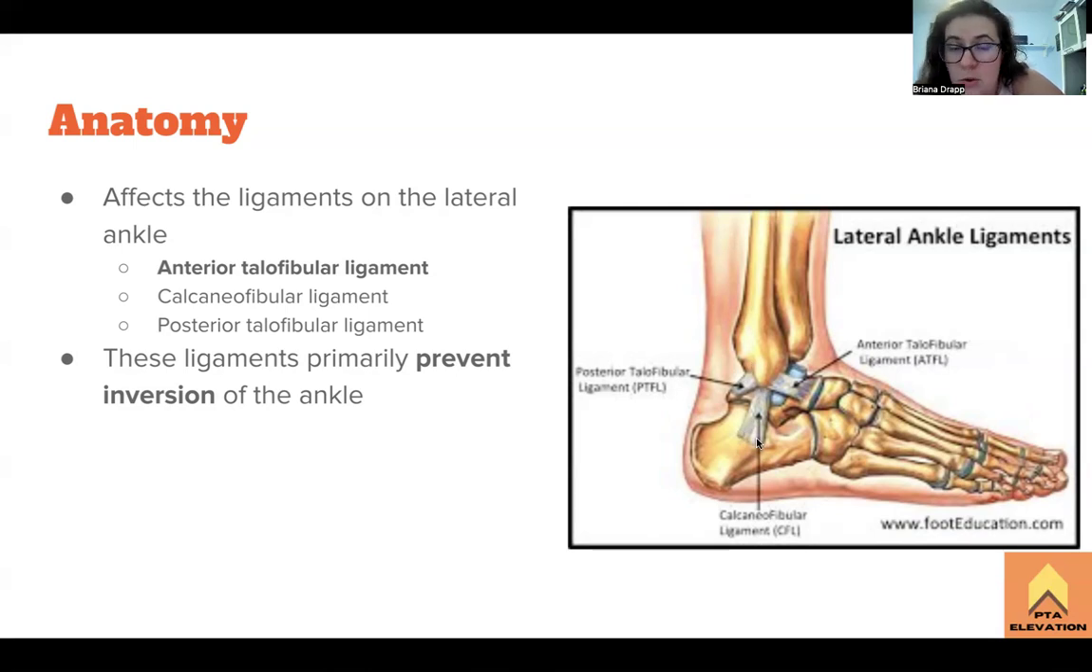Second most commonly torn, and then the posterior talofibular ligament. Again, same kind of thing, talofibular. This one is not torn as often. If this one tears, for lack of a better word, you really messed up your ankle. If your posterior talofibular ligament is torn, the other ones are probably all torn, and you probably have to have a complete lateral ankle reconstruction. So yeah, that one's really bad.